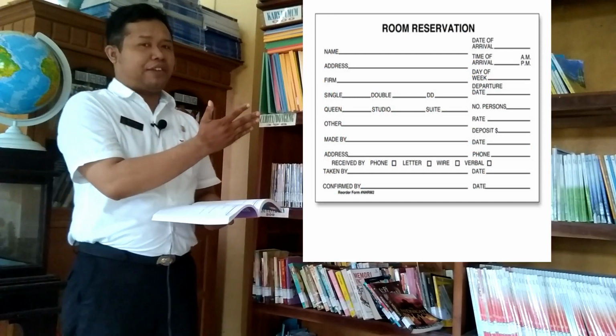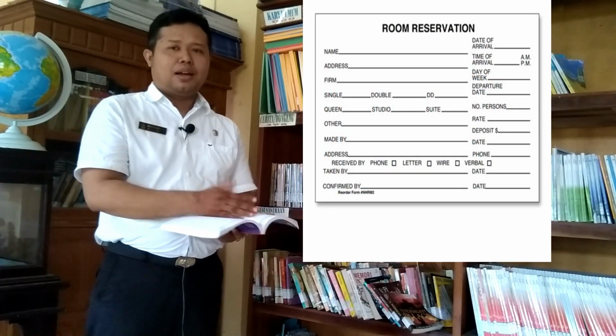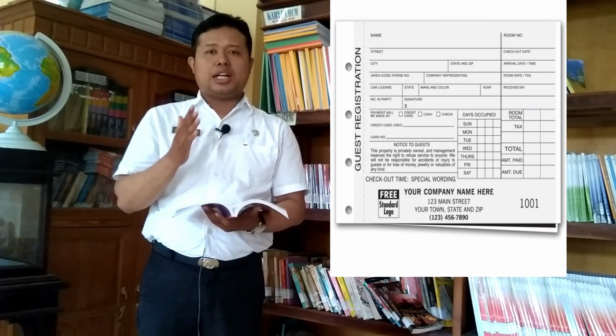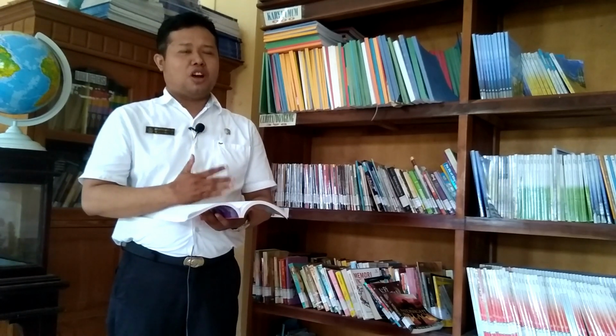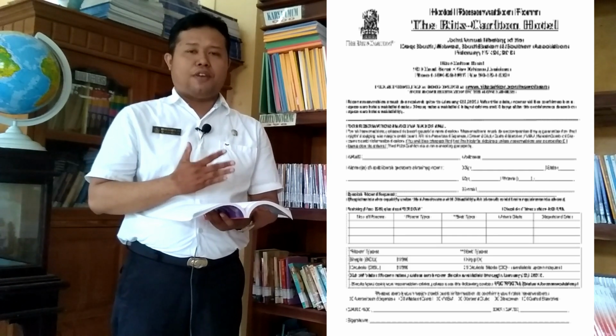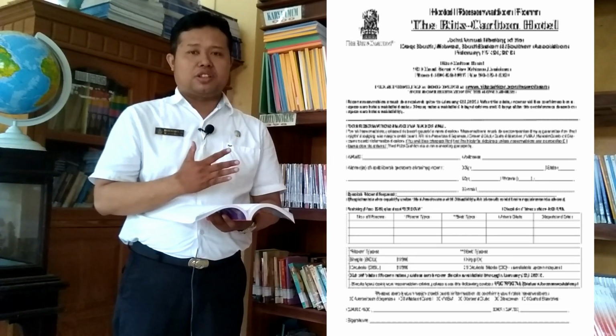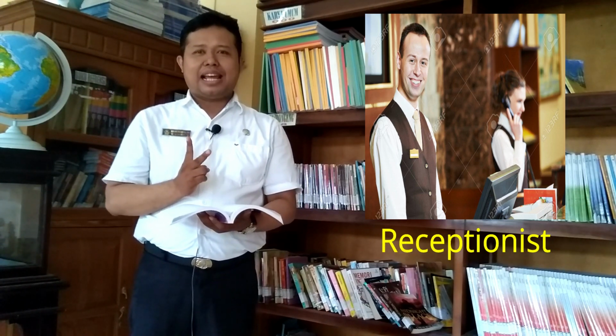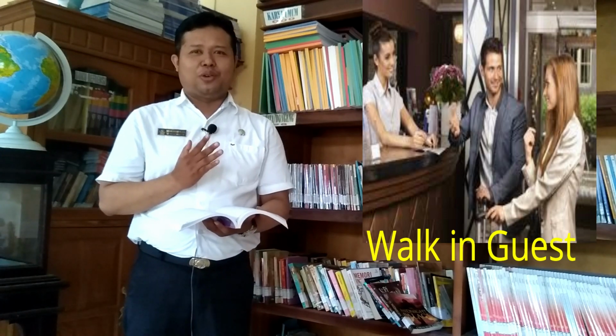This is an example of a reservation form. A reservation form is a kind of form used in a hotel in order to reserve a room. In the following video, we are going to watch a video about how to fill out a registration form, especially a reservation form in a hotel. There are 2 people in the dialogue. The first is the receptionist and the second is the guest. Let's watch the video.